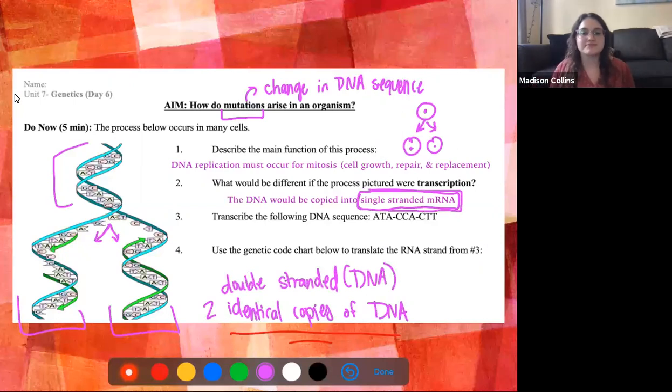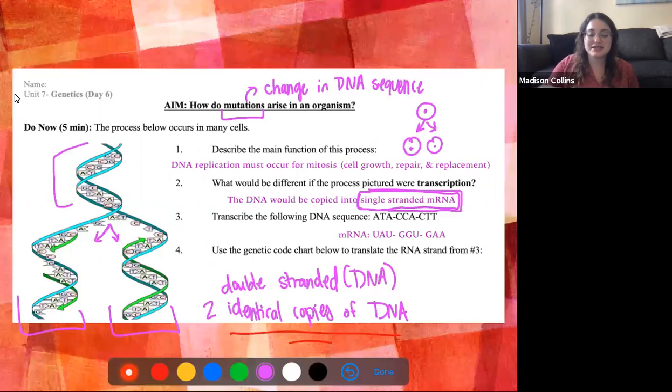All right, number 3, transcribe the DNA sequence, right? So using this one, let me just try that one more time. Because this is transcription, we're taking that DNA sequence and turning it into an mRNA copy. So using our base pairing rules, you should have gotten that the mRNA sequence is UAU, GGU, and GAA. All right, number 4, use the genetic code chart below to translate the RNA strand from number 3.